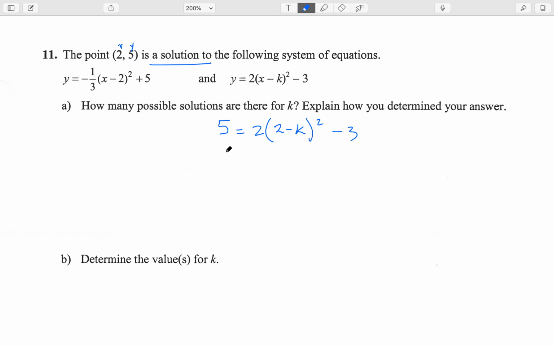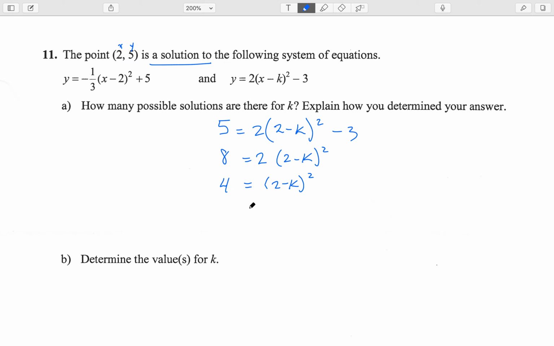Add on 3 to both sides. 8 equals 2 minus k squared. Divide by 2, divide by 2. 4 is equal to 2 minus k squared. So in other words, what number squared is 4? Well, this has got to be 2, but this could be plus 2 or minus 2.